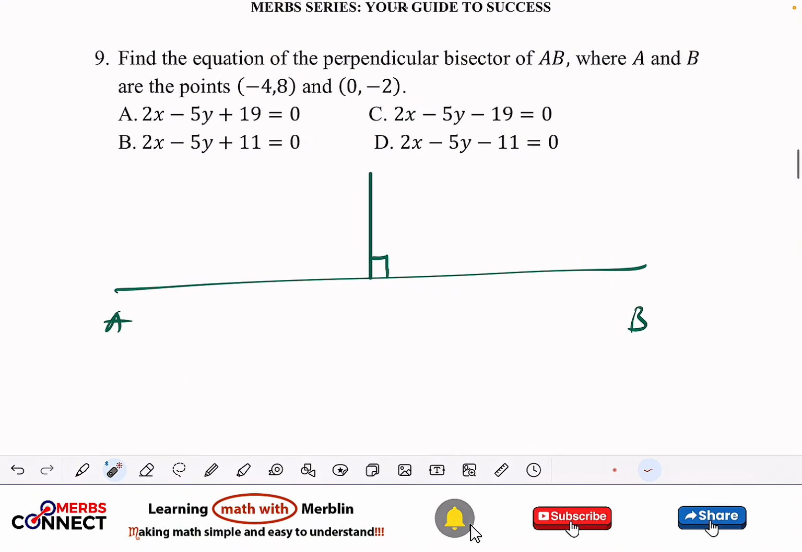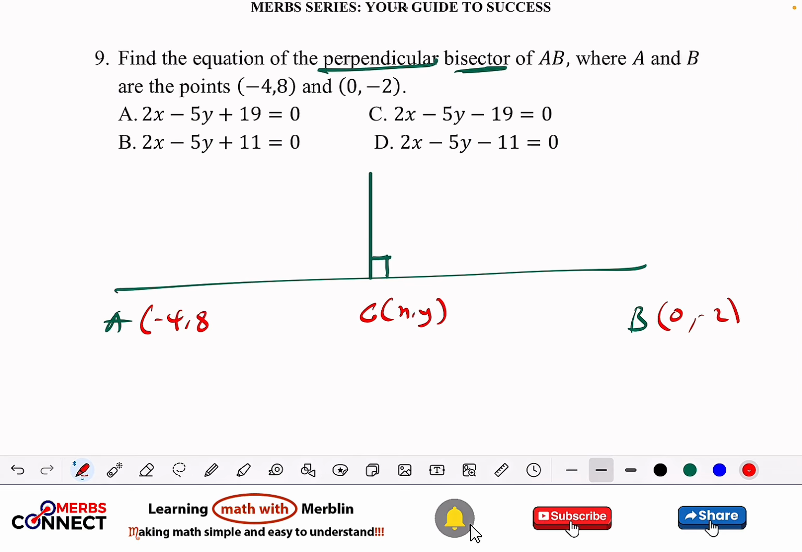So two things that you need to remember here. Perpendicular bisector means that you are going to have this one here bisected, A and B. So it means that it's going to divide this one into two equal parts. So we are going to need a point here called C, right? And this C here, let me call it (x, y). This is going to be the midpoint of A and B. So A is (-4, 8), and B is (0, -2).